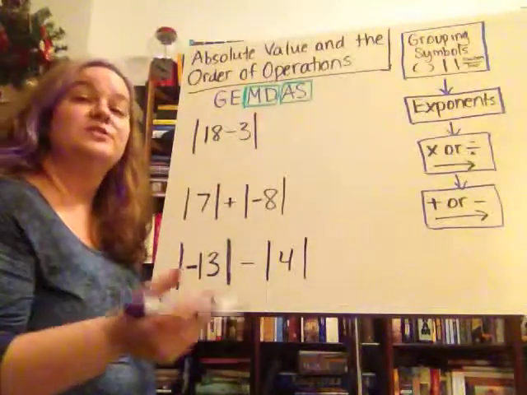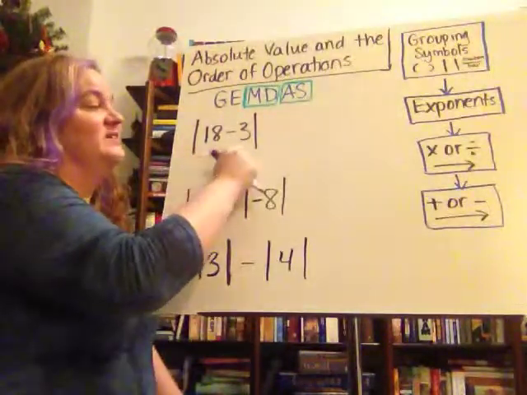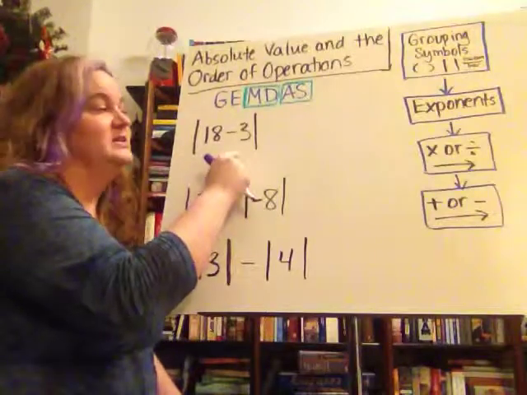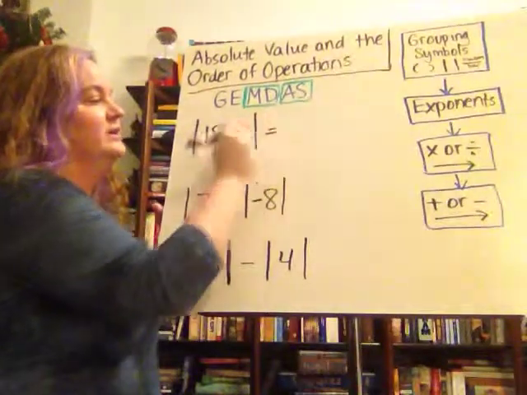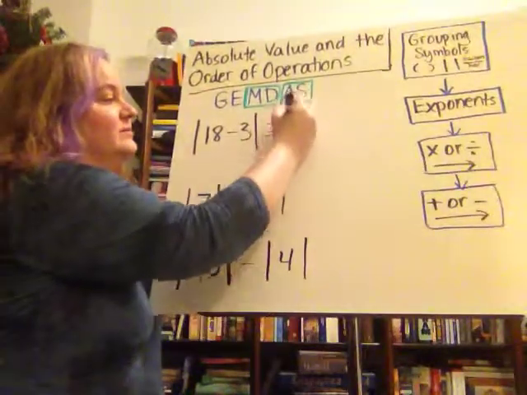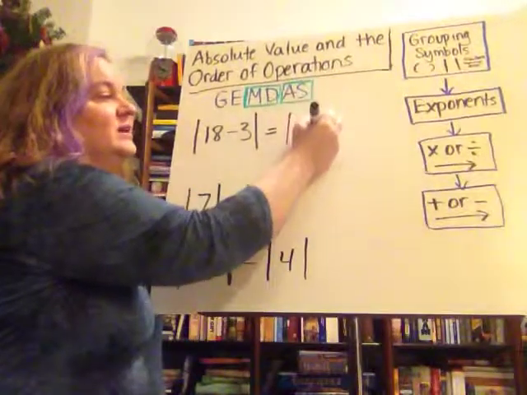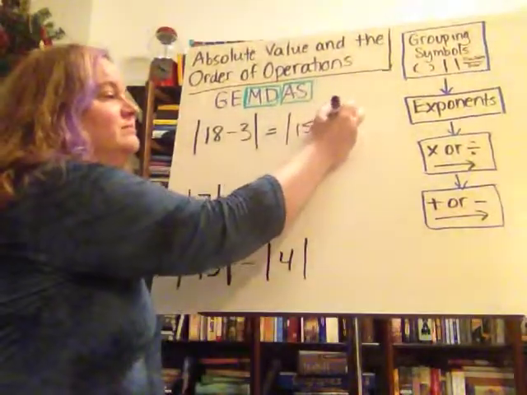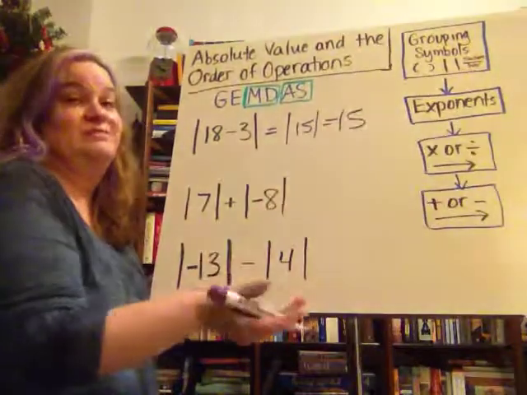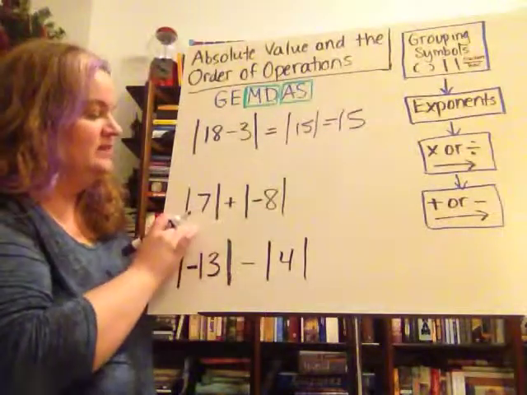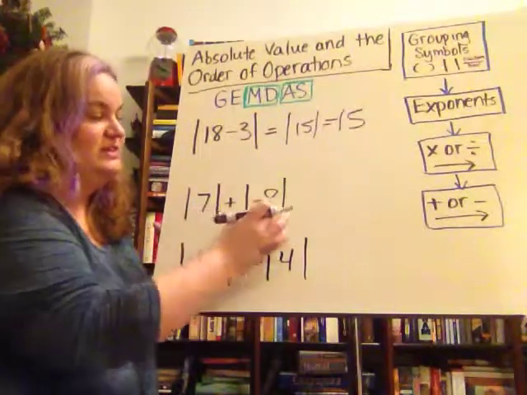Alright, so if it's the first step on the order of operations, that means if I have stuff inside the absolute value, I need to take care of that first. So 18 minus 3 is 15. And then the absolute value of 15 is just 15. That's it.